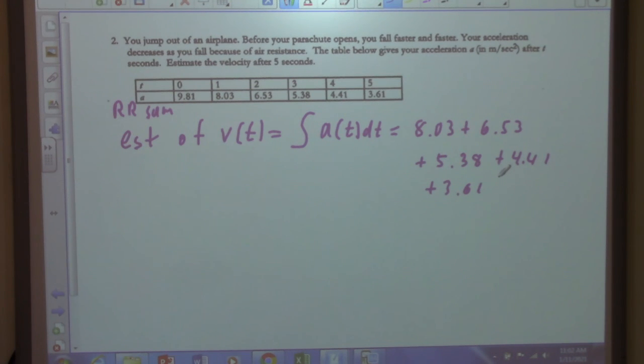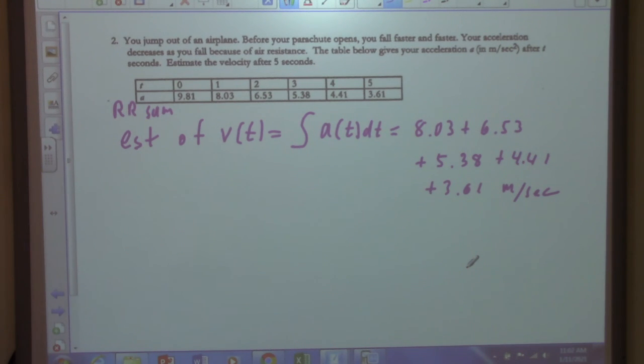Yeah, it's going to be meters per second. So there is your estimate. That is your right Riemann sum. Okay? It was just percent. You don't actually have to add them up. You can, but you don't have to here.